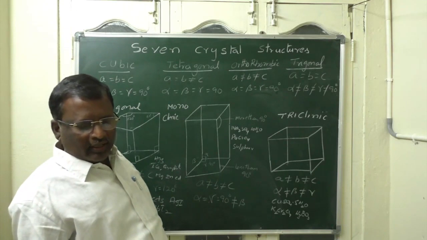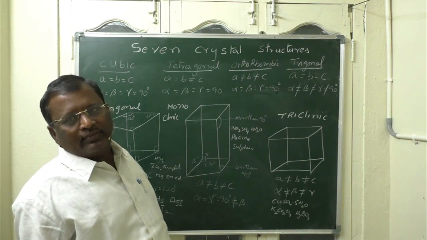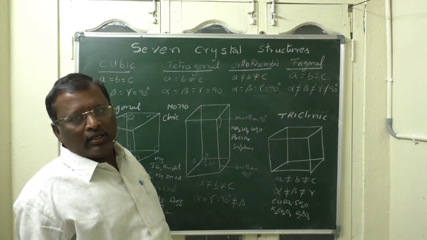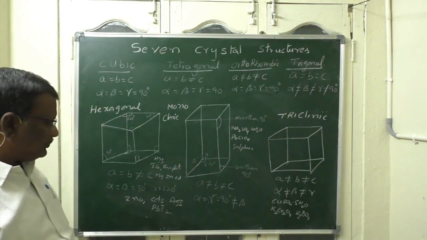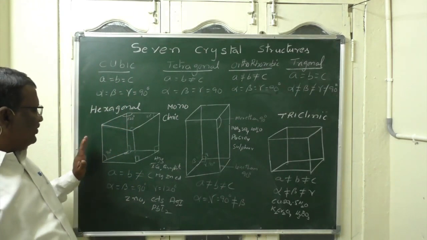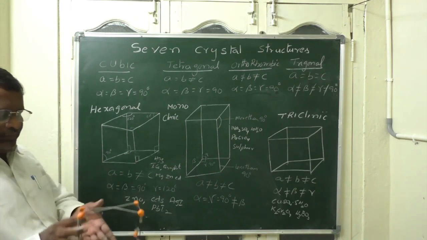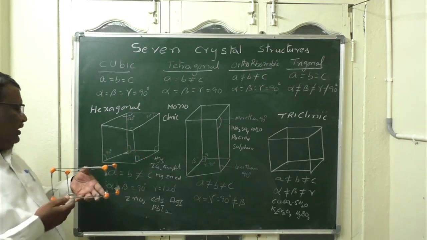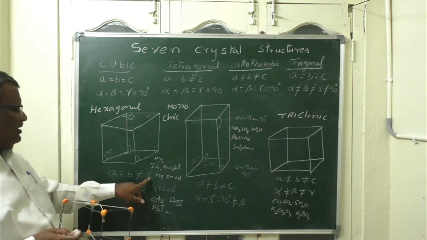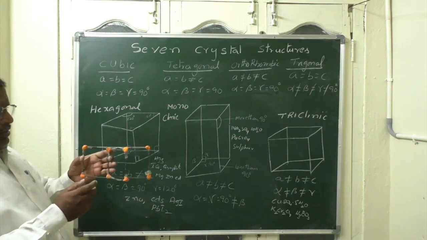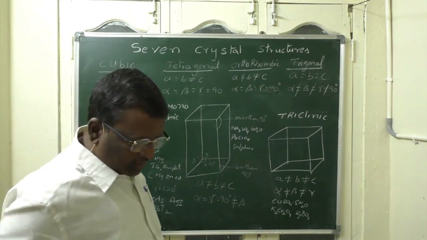Now, the remaining 3 structures are HMT: hexagonal, monoclinic and triclinic. Hexagonal is a very important structure. Here it will be like this. Here A and B are the same, but C is different. A and B are the same, but C is different. This one.